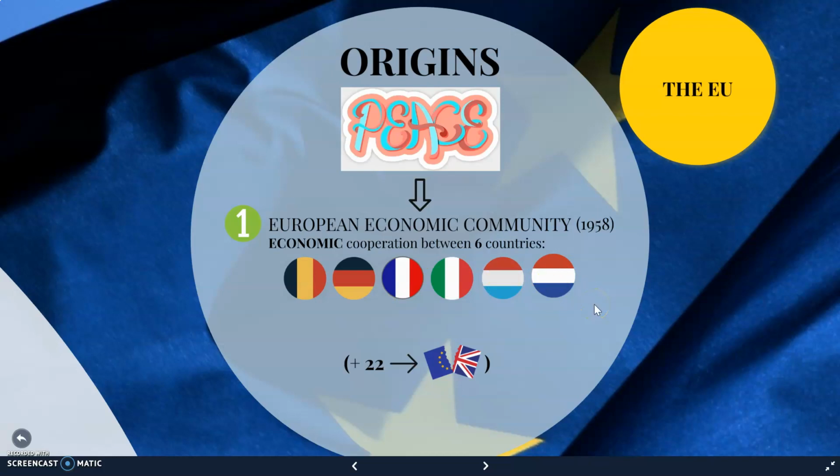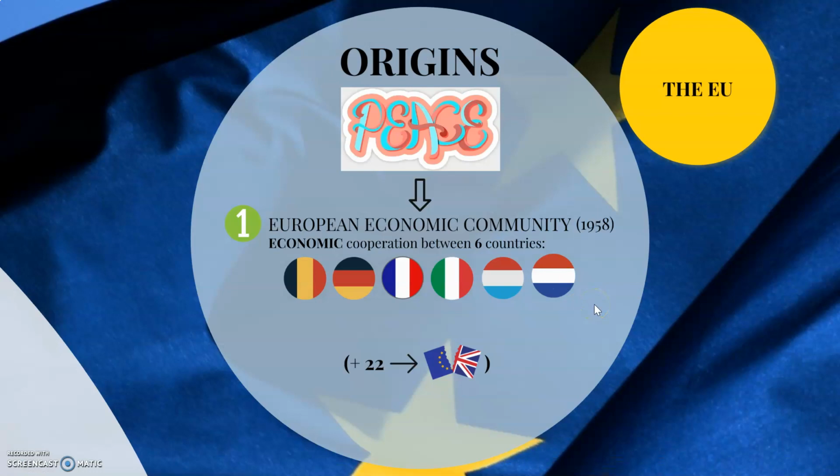Since then, 22 more countries joined, and among them was the United Kingdom, which officially left the EU in January 2020. This process was nicknamed Brexit. As of May 2020, the EU member states are 27.